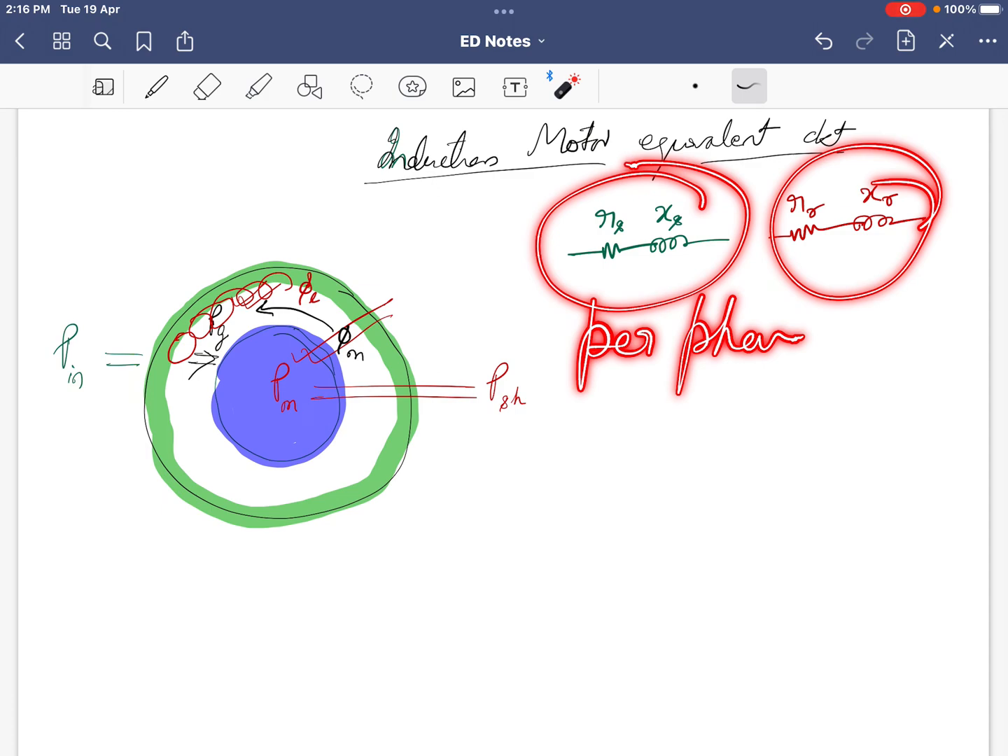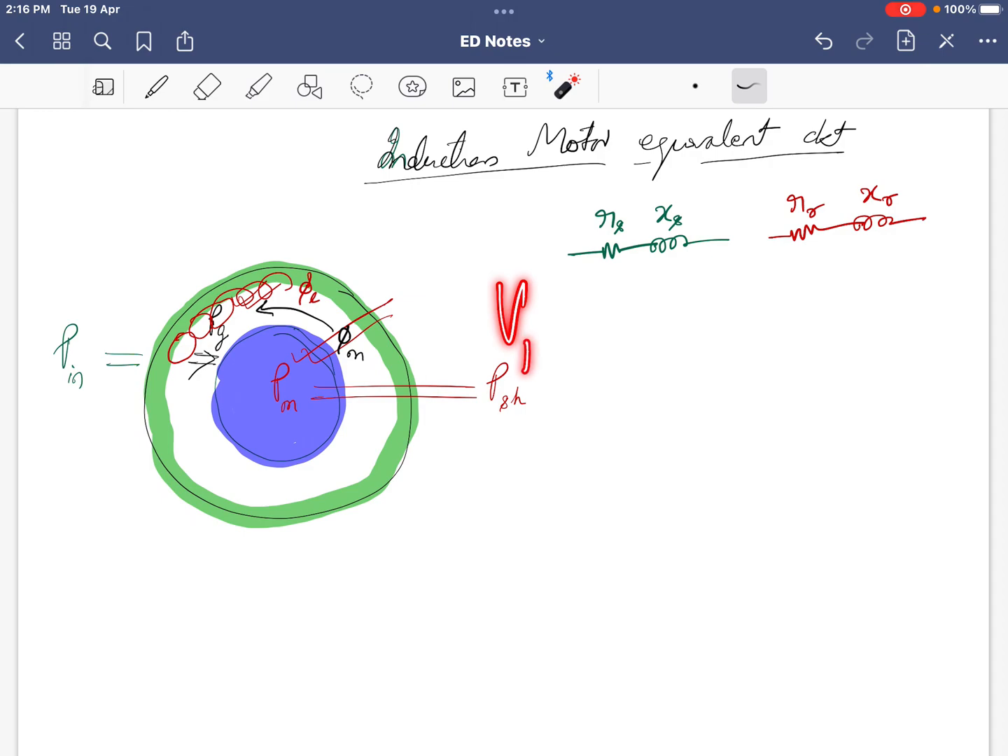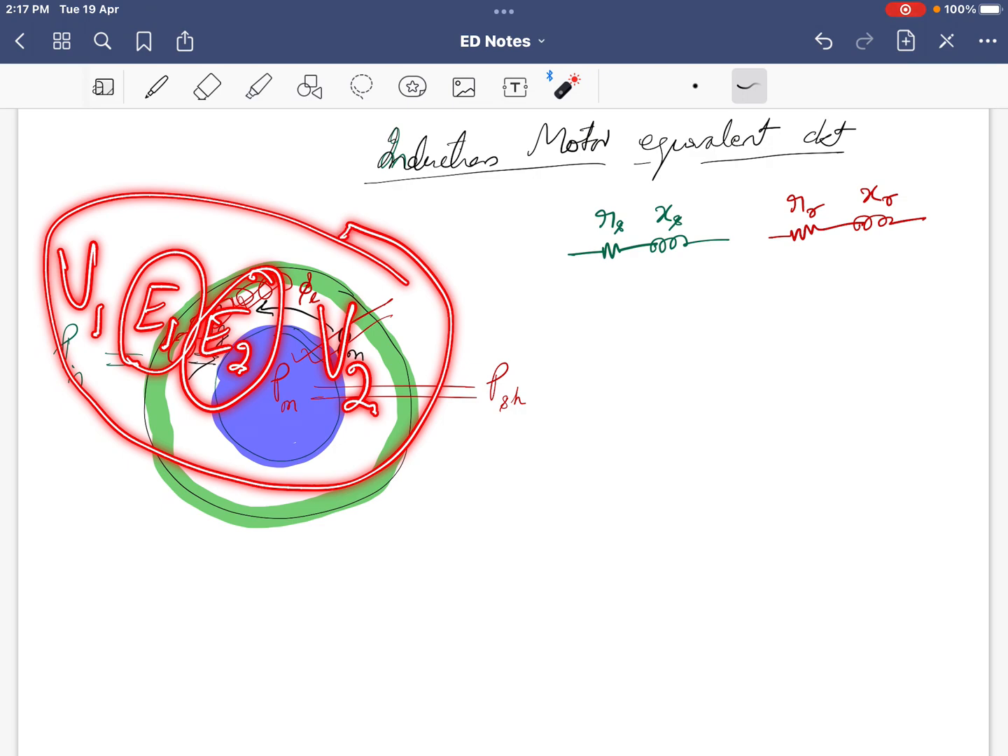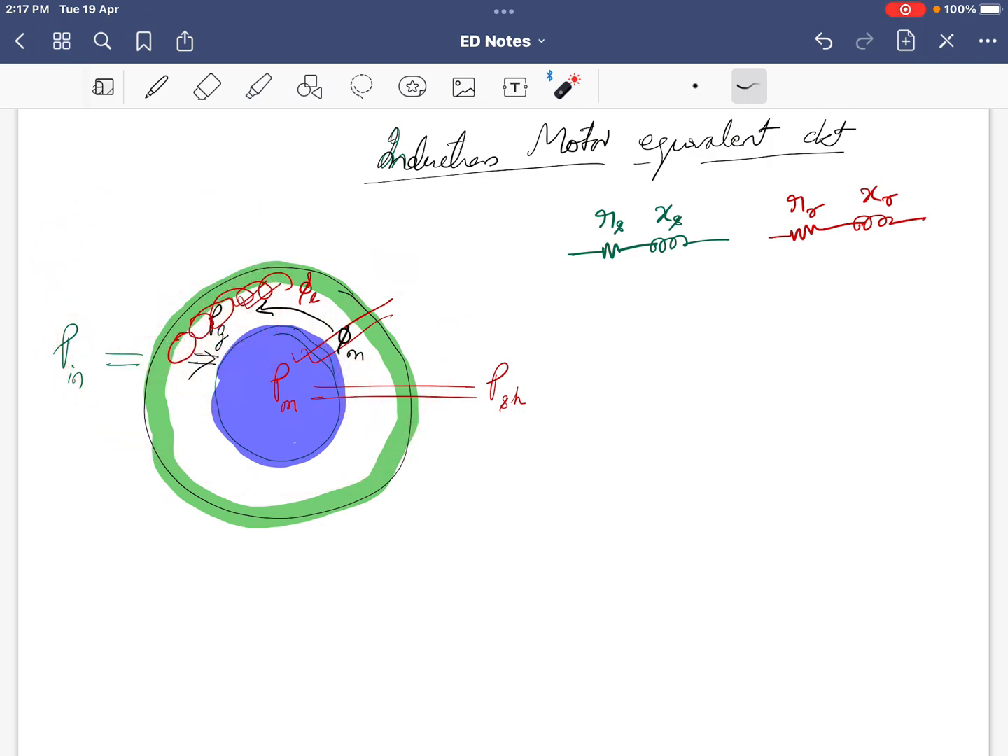If we mention the input voltage as V1, or VIN, the most suitable way of writing is V1, and the voltage induced in the stator is E1, and the voltage induced in the rotor is E2. So we can have a transformer type of thing. V1 is the input, E1 is the voltage induced in the stator, E2 is the voltage induced in the rotor, and finally whatever the load is, the output voltage is V2. In this way we can proceed.